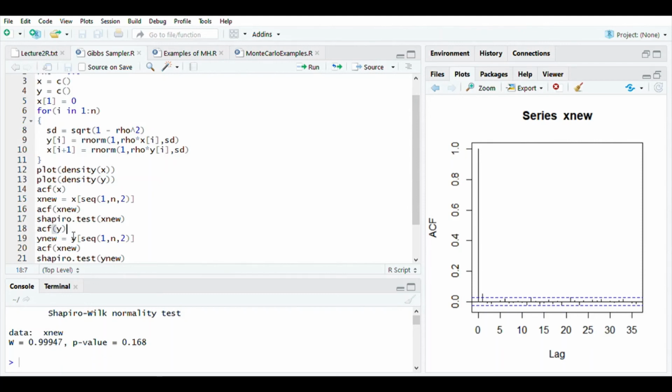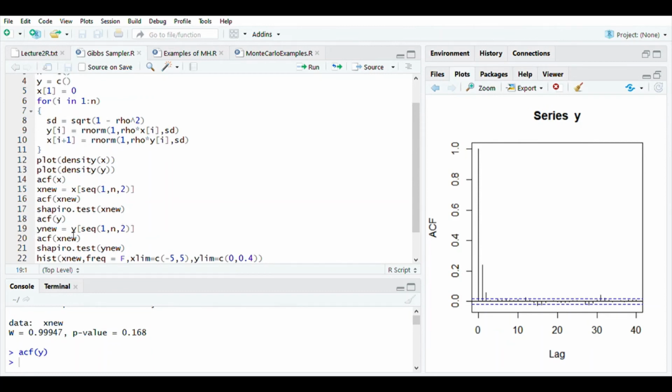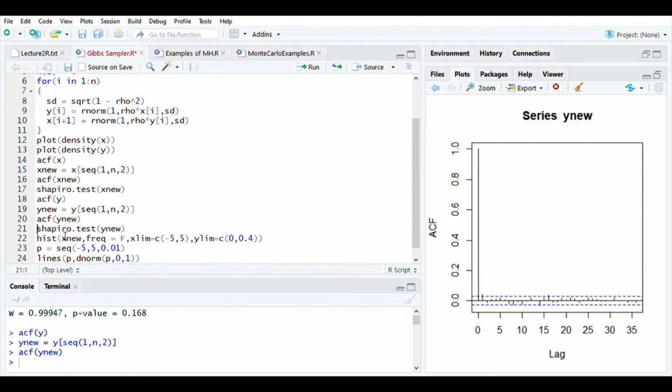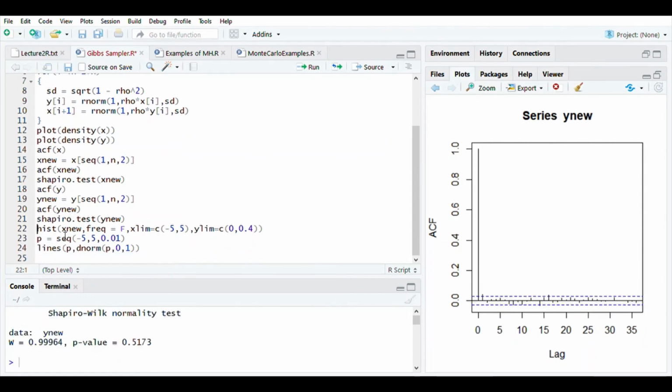Let us look at the ACF of y. So again the same story. So let us filter out. Let us take every second value. Then let us look at the ACF of the new version of y. So it looks all right. Then let us consider the Shapiro test. So it clearly indicates that y is following a normal distribution.